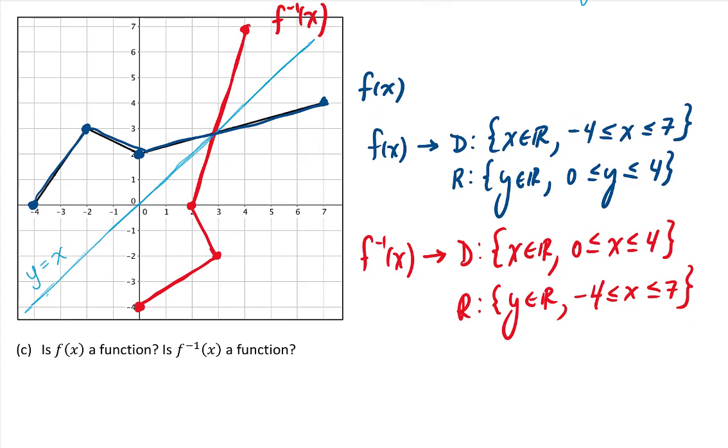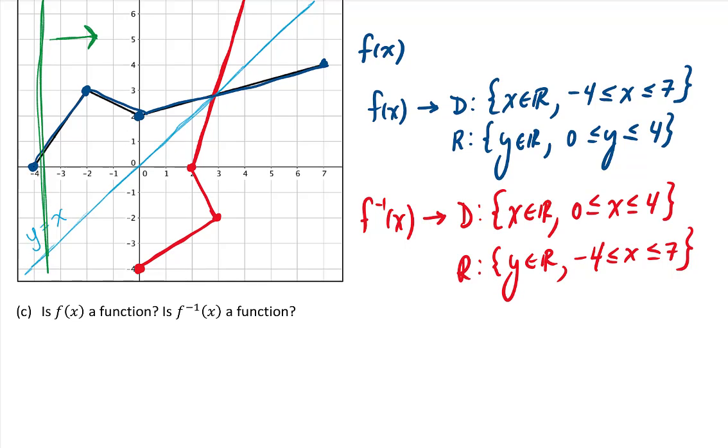Part C, is f of x a function? Is f inverse a function? Our definition of a function is that for every x value, there's only one y value. To check that, we can do what's called the vertical line test. If I take a vertical line and move it horizontally, there should only be one point that hits that green line. So on the blue graph, we see that this is true. f of x is a function, since for every x value, there is only one y value.